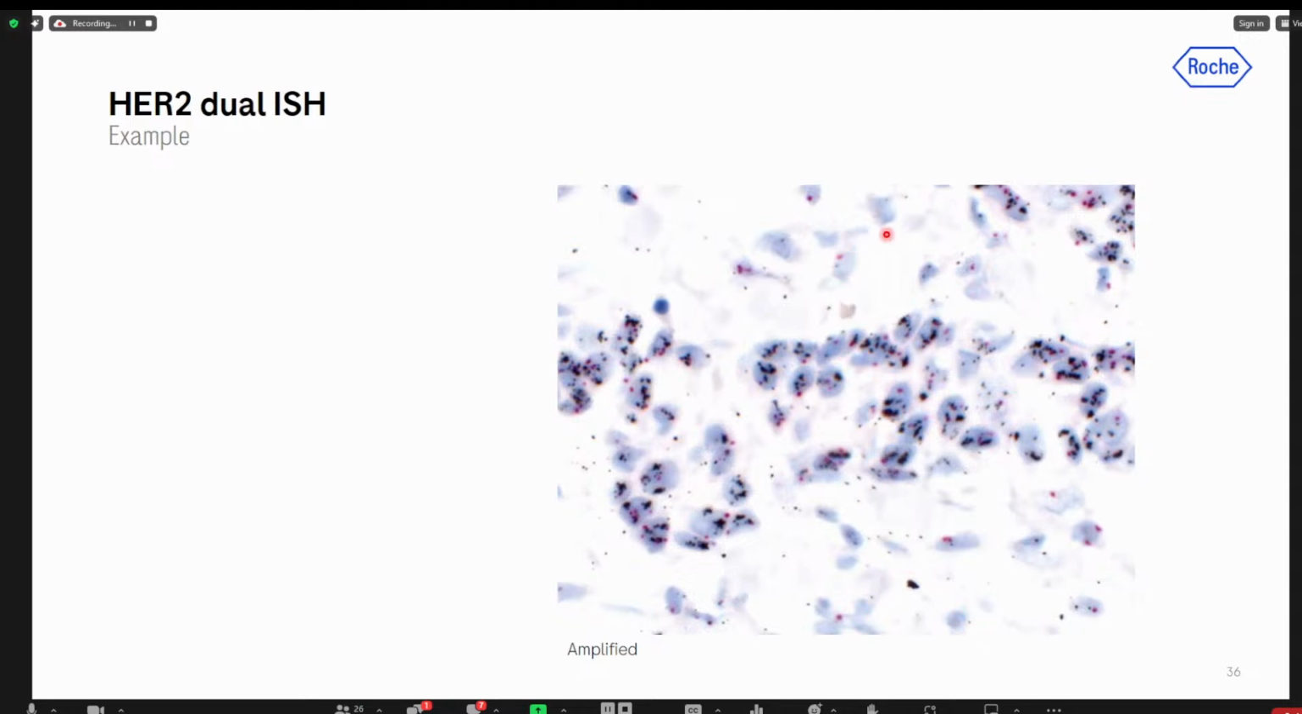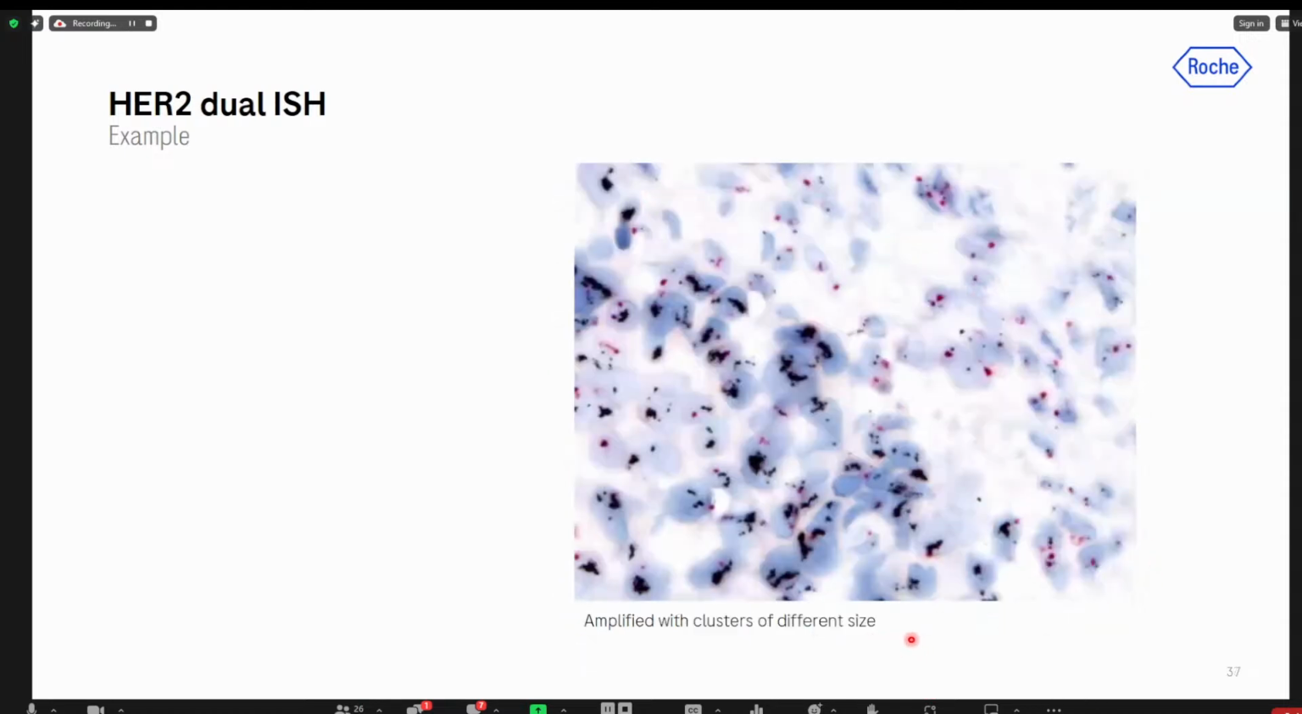And then there are always some scattered cells where you will not have it. And that's normal, because if you only have a few signals, then depending on the plane of the section, you might miss some signals, but you should have it in the majority of the normal internal controls.